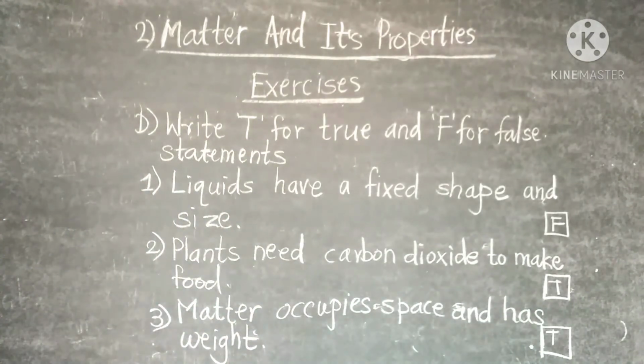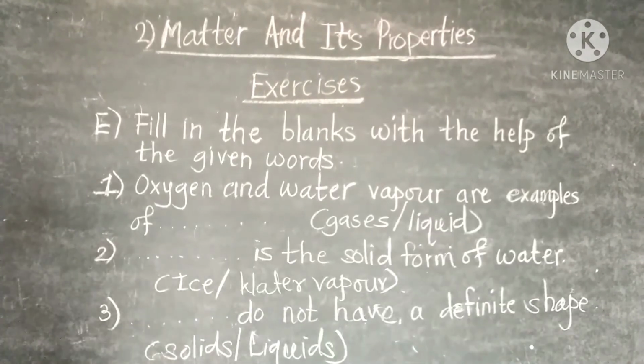Liquids have a fixed shape and size: this is a false statement. Second, plants need carbon dioxide to make food: this is a true statement. Third, matter occupies space and has weight: this is again a true statement. Here is your question number E.